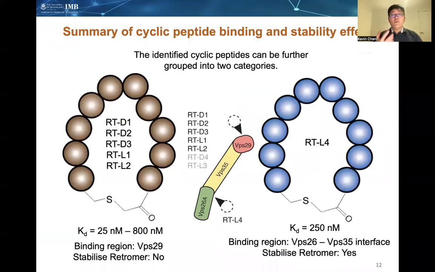So now more on the cyclic peptide story. Moving on further, we want to separate the cyclic peptides into two categories based on their binding. We know five of them bind specifically to VPS29, and the RTD4 exclusive member belongs to its own category, binding to the 26-35 interface. The difference, of course, is that they bind different regions, and the ones that bind VPS29 do not stabilize retromer, while RTD4 does.